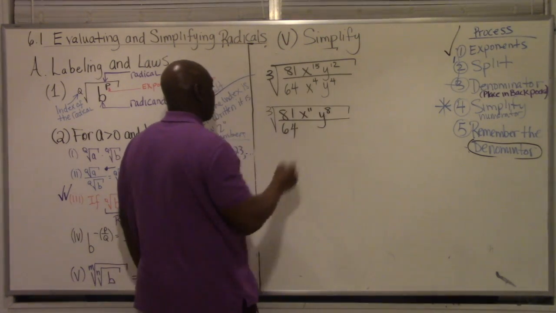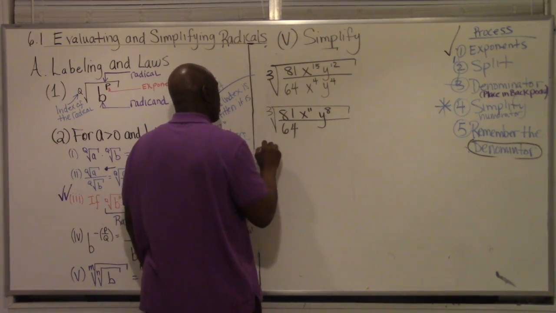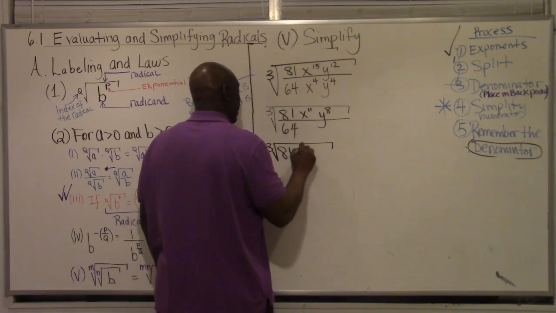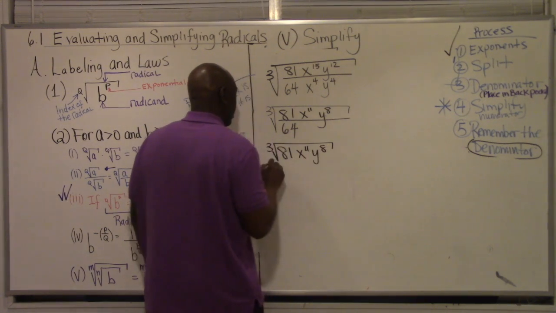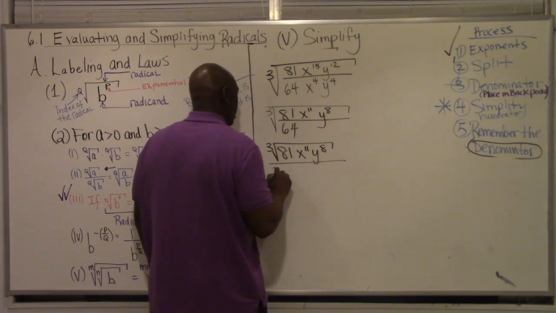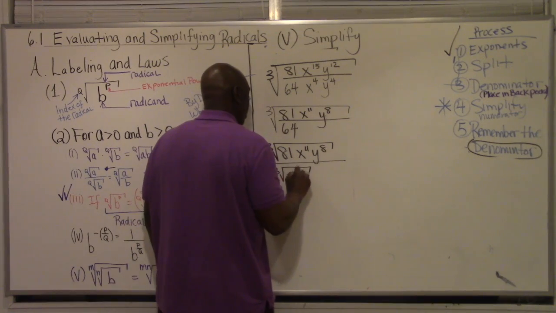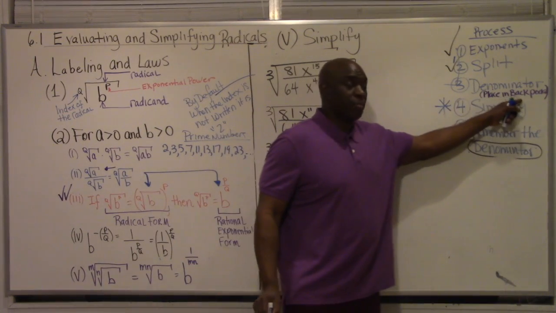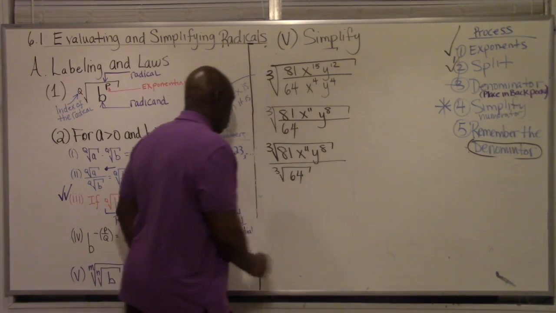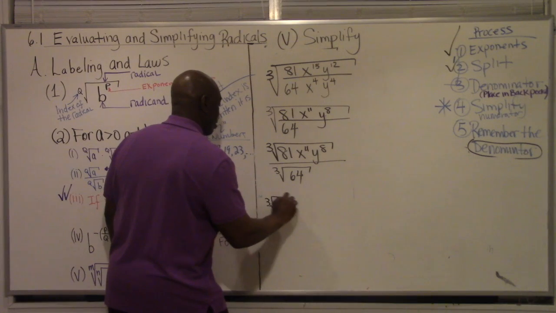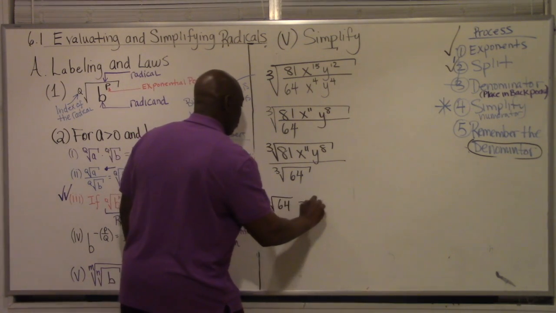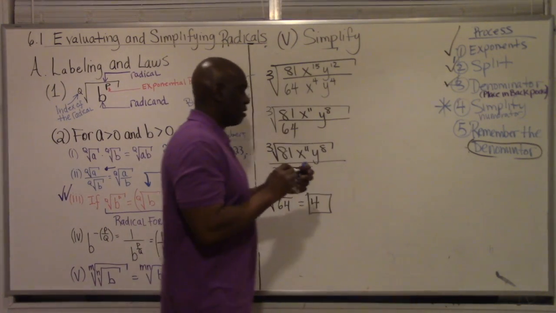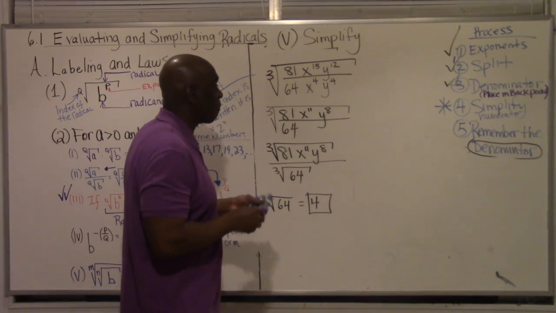Step two, split. All right. So I'm going to have the cube root of 81, x to the 11th, y to the 8th, over the cube root of 64. Step two, done. Step three, denominator. Simplify it, put it in your back pocket. Okay, the cube root of 64 is 4. It goes in my back pocket. Done.